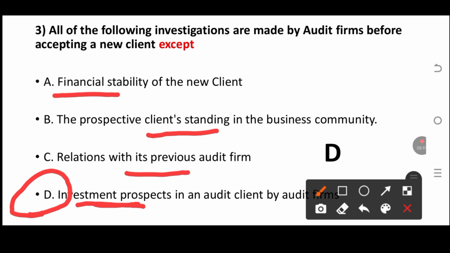So D is the exception, which is not a major concern to be investigated by an audit firm to accept a new client. So the correct answer is D.